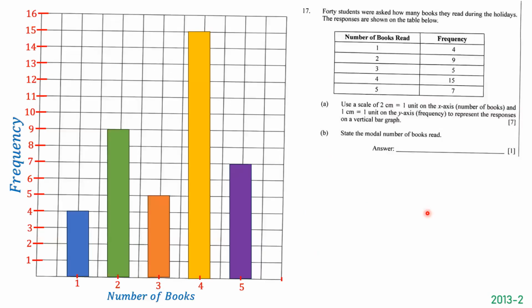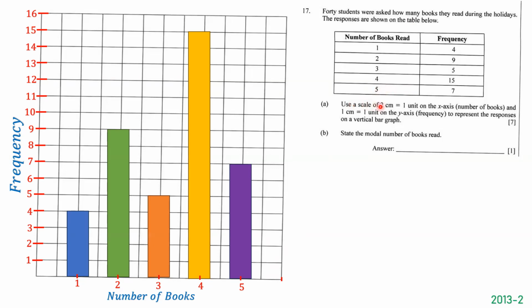Moving on to the next question, it says 40 students were asked how many books they read during the holidays. The responses are shown on the table below. So number of books read and the frequency. We have 4 people who read 1 book. We have 9 persons who read 2 books. We have 5 persons who read 3 books. We have 15 persons who read 4 books, and then we have 7 persons who read 5 books.